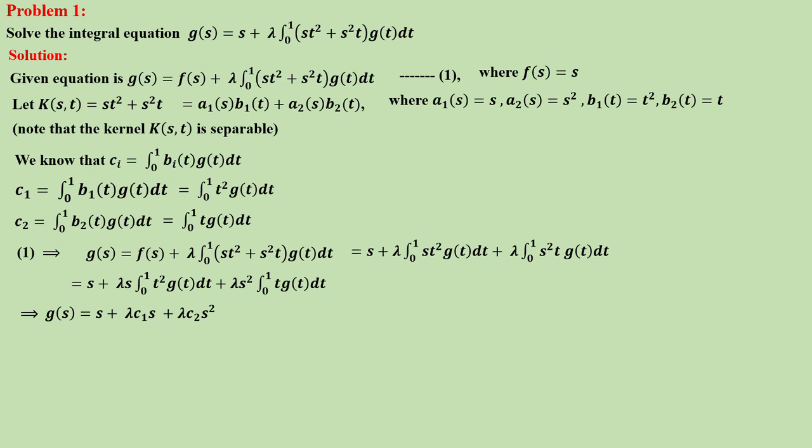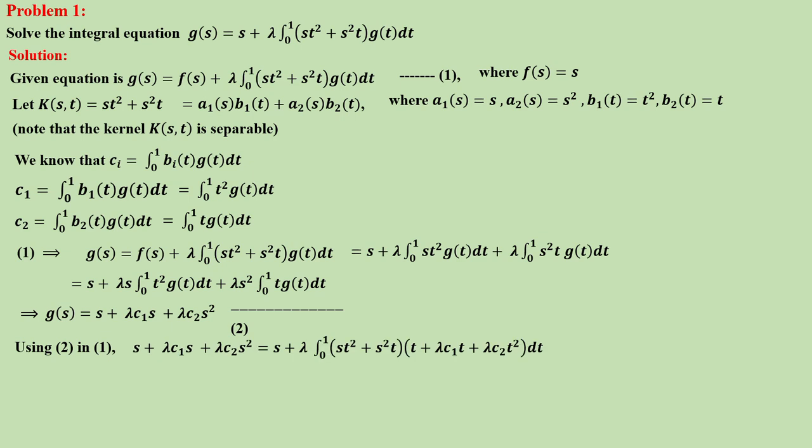This implies g(s) = s + λ, and we can substitute the values of those integrals. We know c₁ = ∫₀¹ t² g(t) dt and c₂ = ∫₀¹ t g(t) dt. Substituting, we get s + λ c₁ s + λ c₂ s². This is equation number 2.